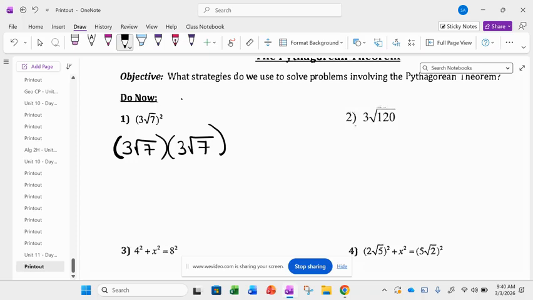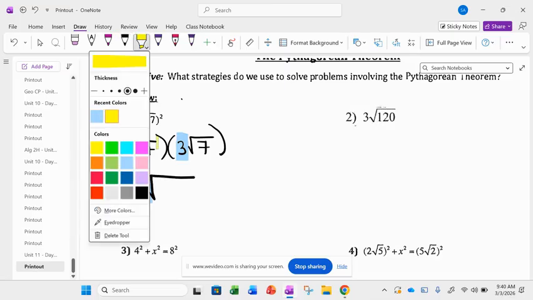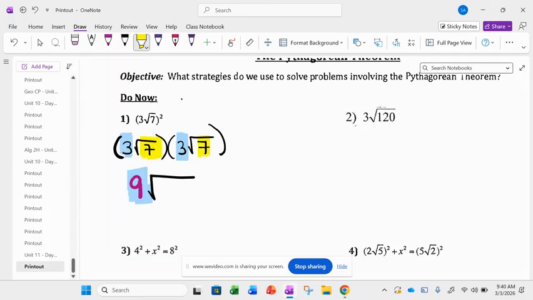The shortcut that I had taught you. So let's not even use the shortcut. Let's just multiply. When you're multiplying, you multiply the outside numbers. So 3 times 3 is 9. And then you multiply the inside radical numbers. So you're going to get root 7 times root 7 is the square root of 49.